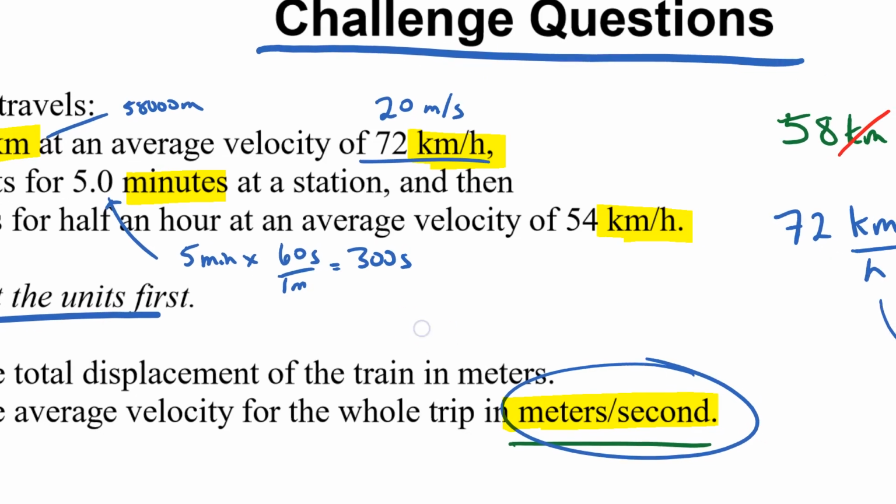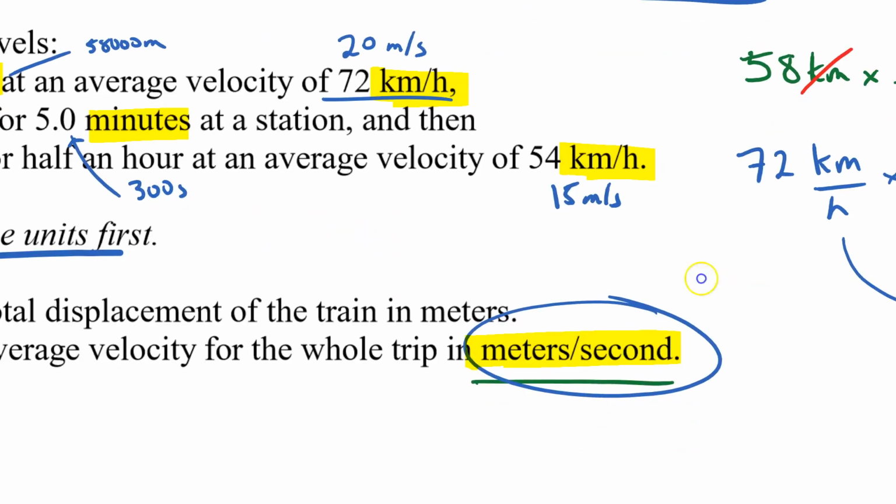And similarly, 54 kilometers per hour, again I can just do my divide by 3.6 shortcut, and then I think I get 15 meters per second. Okay, so we've got a bunch of writing on here now. I'll just neaten this up a little bit. 300 seconds over there. Okay, so that's how you do the conversions.